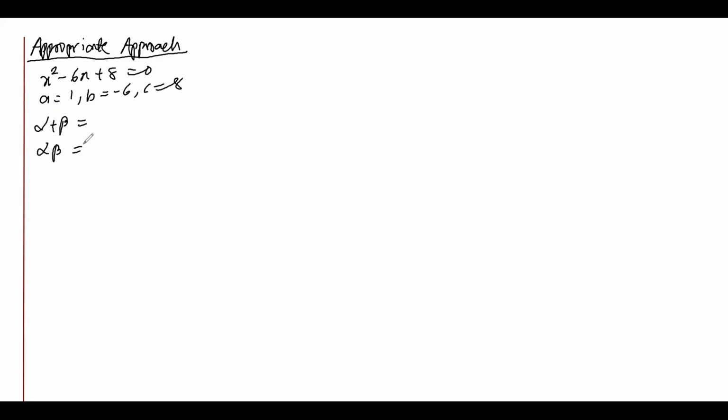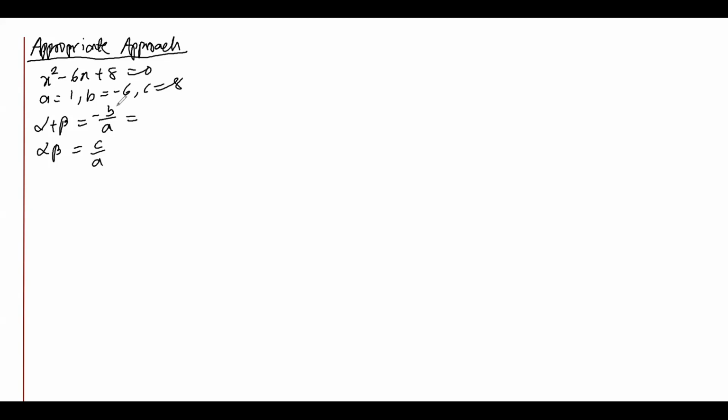Nine, 1 plus 8. Where does that come from? Negative b divided by a. Thank you very much. And what is alpha beta? C divided by A, c over a. Thank you.